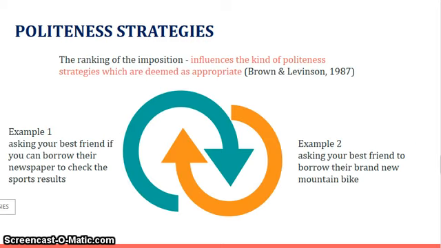According to Brown and Levinson again, the ranking of the imposition influences the kind of politeness strategies which are deemed appropriate. Asking your best friend if you can borrow their newspaper to check the sports result will be different from asking him or her to borrow their brand new mountain bike, which is, of course, I believe, expensive.